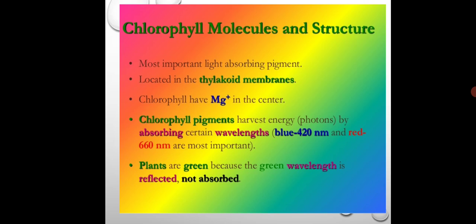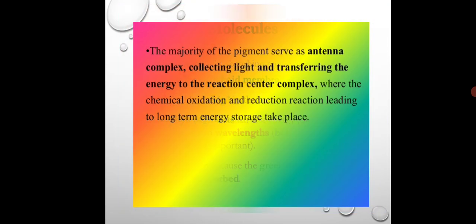Now plants are green in color because the green wavelength is reflected, not absorbed. The leaf does not absorb that light, but reflects it, and due to reflection they appear green in color. Obviously photosynthesis is one of the reasons which involves the chlorophyll pigment, and hence the color of the leaf is green.